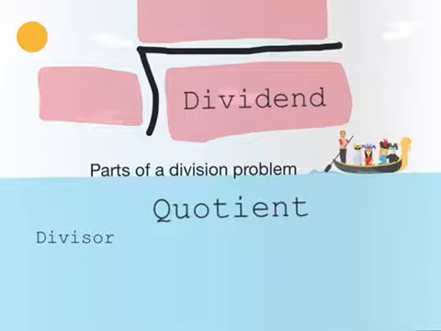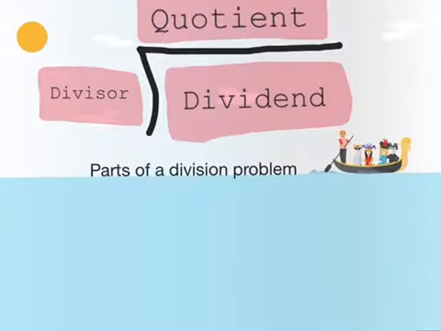Now I'm going to tell you what goes over here. What goes over here is the divisor. The divisor is the number you divide by. Next, I'm going to tell you what's up here. What goes there is the quotient. The quotient is just a fancy way of saying the answer to a division problem.